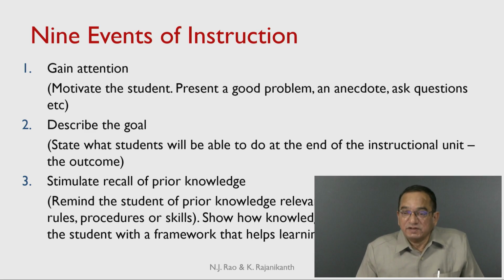The second event is to clearly describe the goal. What the students are expected to be able to demonstrate at the end of the instruction. This is what we have been calling an outcome statement, course outcome, or competency when the course outcome is expanded into several competencies. Describe the goal. State what students will be able to do at the end of the instructional unit.